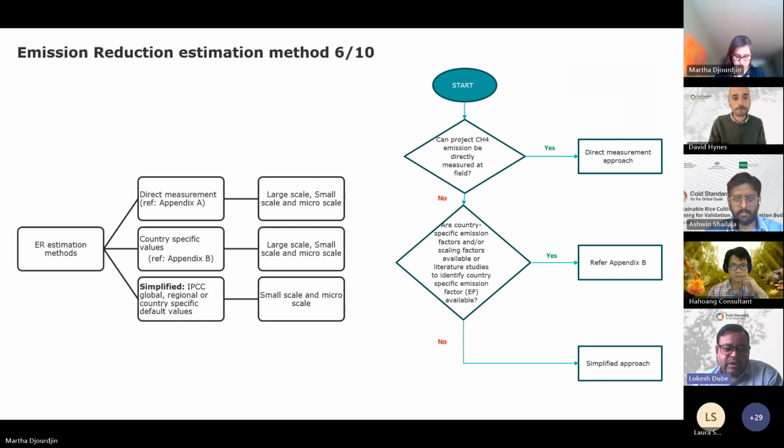Then the methodology also gives a simplification approach, or simplified approach for small and micro scale projects, which do not have the capacity to implement direct measurement, or do not have country specific values available with them, to apply IPCC global defaults, regional defaults, or country specific default values. These country specific default values are already given in the methodology and should not be confused with the country specific values that we are asking to arrive at using Appendix B. So these are the country specific default values which are already given in the methodology, not the ones which are estimated using Appendix B of the methodology.